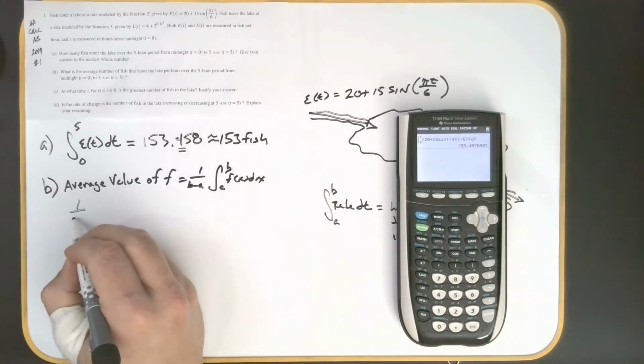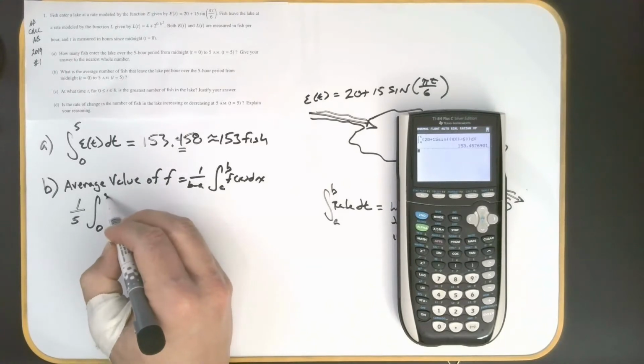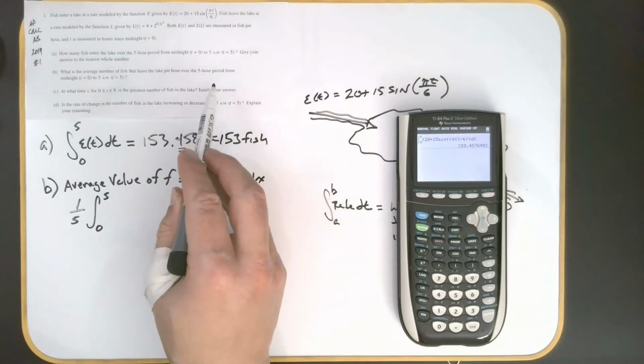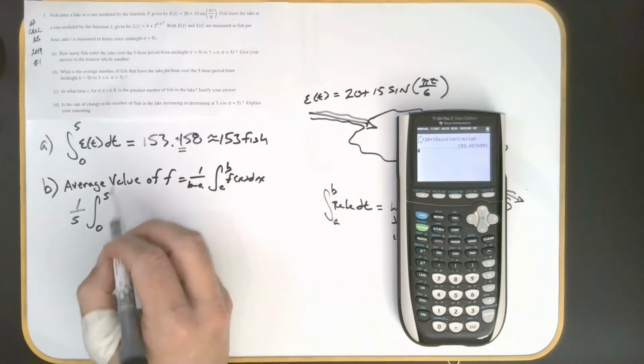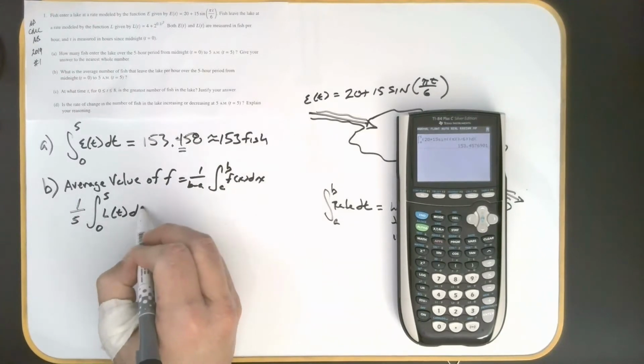So 1 over 5 minus 0 would be 1/5. And then we're integrating from 0 to 5. It says this is the average number of fish that leave, so we have to switch to the other function, which is the L function. And this should give us what we're looking for.